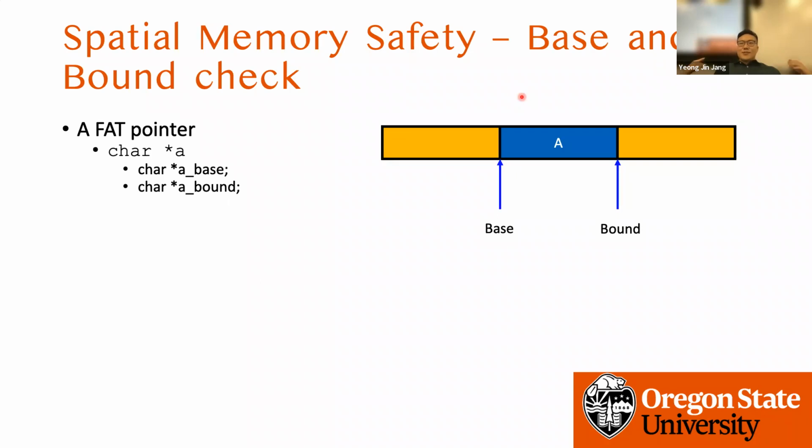The reason why I explained this is that we can implement this base and bound check in the middle end of the compiler infrastructure. So programmers do not have to do anything. If we rewrite some of the program to transform any kind of pointer into a fat pointer, and then do the base and bound check on every memory access, that's quite neat and possible.